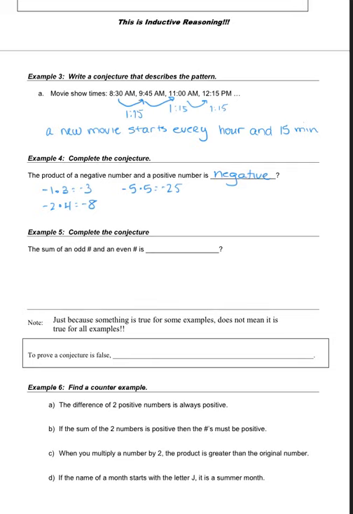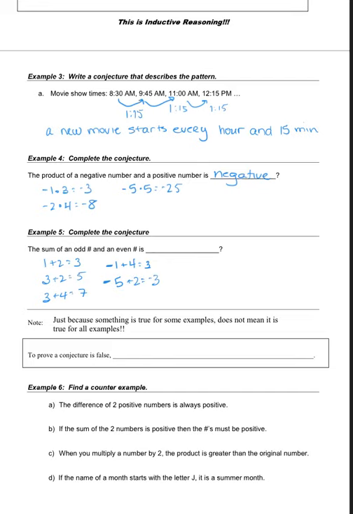Look at example 5. The sum of an odd number and an even number is blank. So again, we're going to look at some examples. The sum of an odd and an even. Sum is add, by the way. So 1 plus 2 is 3. 3 plus 2 is 5. 3 plus 4 is 7. So if I look at these, let's do -1 plus 4 is 3. -5 plus 2 is a -3.